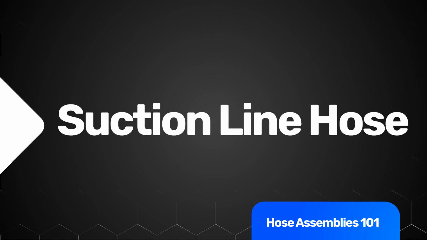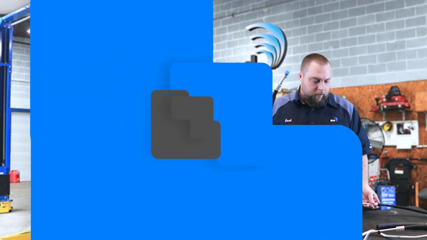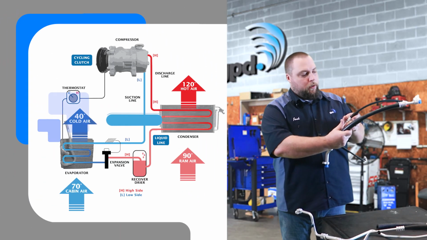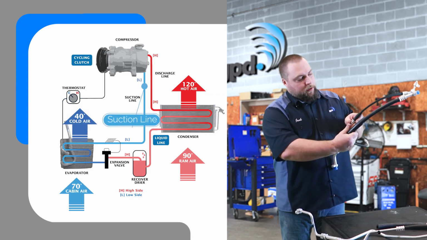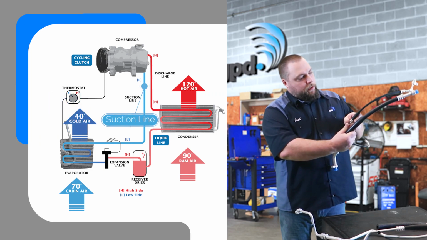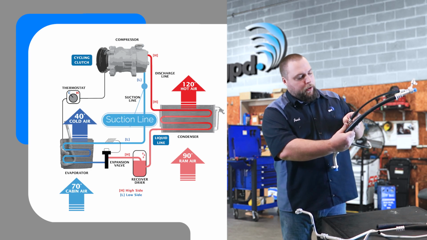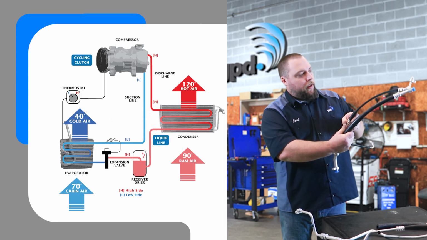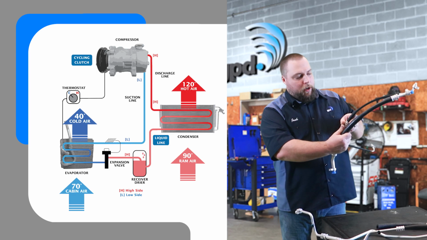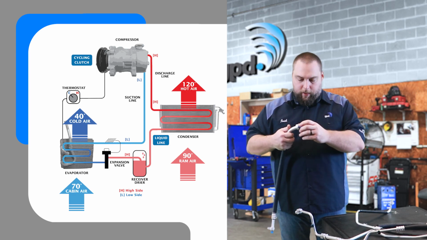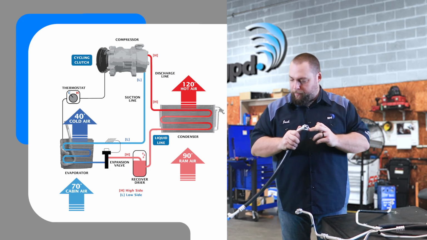This is a suction hose, and one thing you'll notice about it, the diameter of the hose is a lot bigger than the discharge line. On the suction side, you don't need as much pressure, so you can have a larger inside diameter of the hose. This one has a sealing washer on the end.